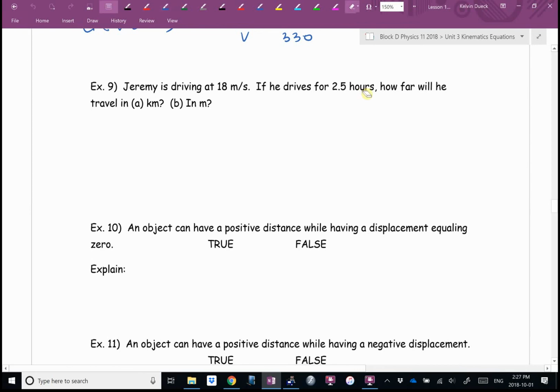By the way, if I change this to seconds, I'd find B first and then I'd convert. You know what? Let's do that, actually. That might be easier. Sure.